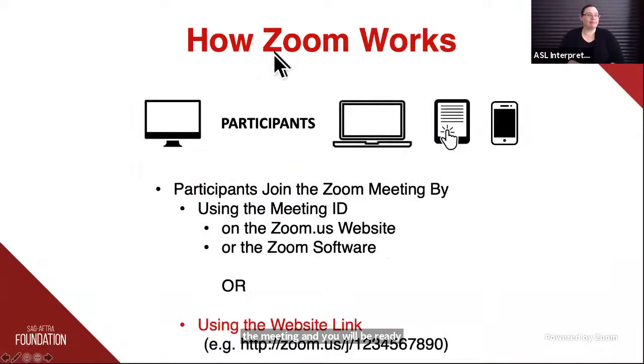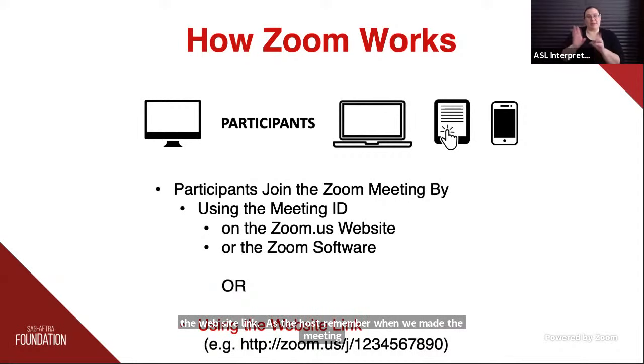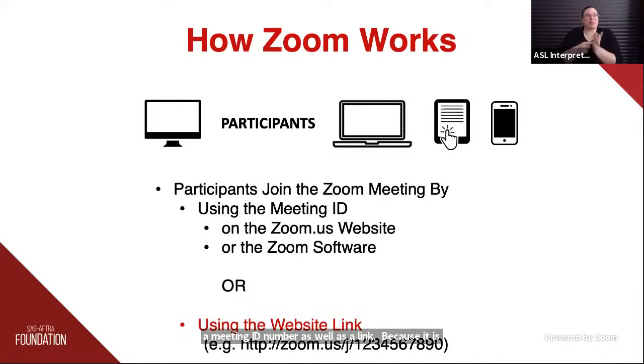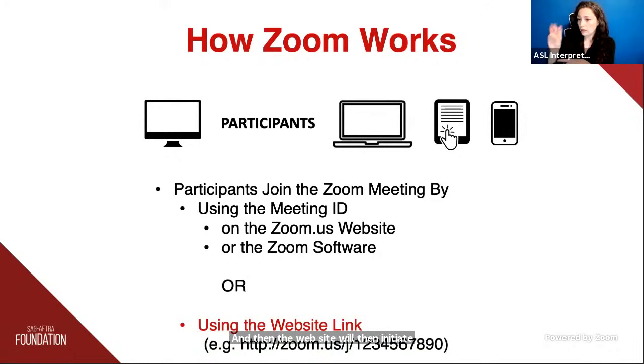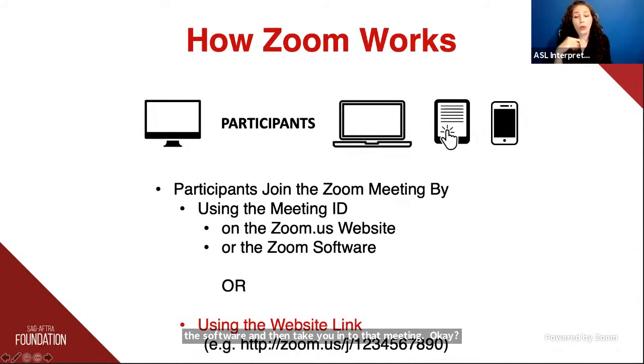So you can also use a website link. You can use the meeting ID or the website link. As the host, remember when we made the meeting, Zoom gave us a meeting ID number as well as a convenient link, because it's sometimes easier than typing in a bunch of numbers to just click on a link. We're all used to that, right? So the host can send that website link, and then the recipients of that invitation can click on that link in their email or on a website, and the website will then initiate the software and take you into that meeting. Okay. And the website link looks something like this. It's almost always zoom.us/j/ followed by a series of numbers.